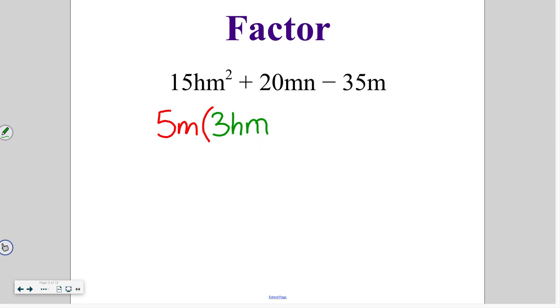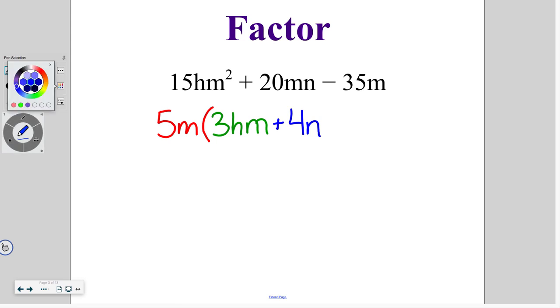If I want to double check my work, I could pretend like I'm distributing. 5 times 3 is 15, m times m is m squared, so I have 15hm squared, which is what I started with. Then I'm going to look at the next term and do the same thing, starting with dividing the two numbers. 20 divided by 5 gives me an answer of 4. Then I have mn to start. I took the m to the outside, so the only thing that's left is the n. Again, double checking, 5 times 4 is 20, m times n gives me mn. So I'm back to that starting term.